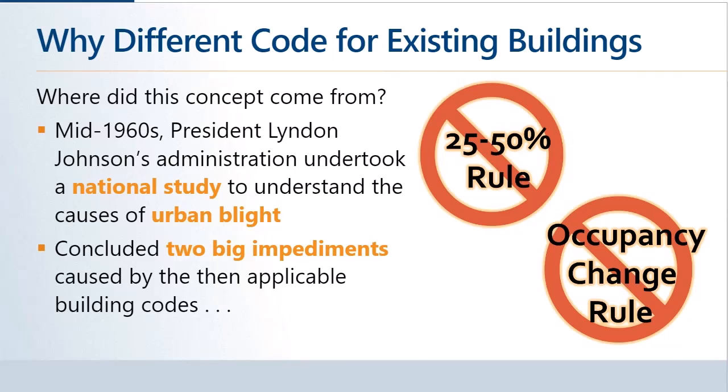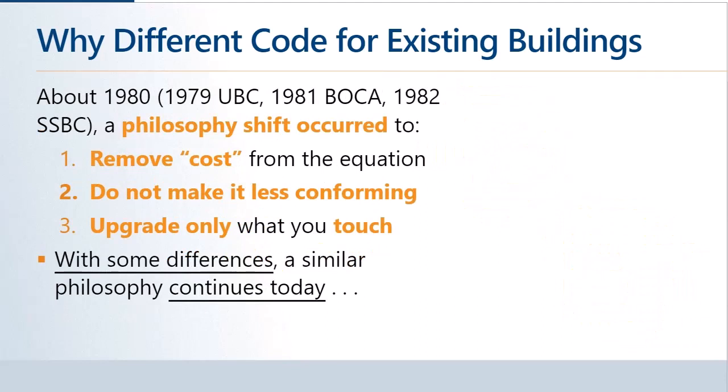And so right off the bat, that was one thing that from a national study, we felt we needed to change in the codes to encourage reuse of existing building stock. And moving into that 1980 range, you can actually look in the three model codes, the Uniform, BOCA, or the Southern Standard Building Code, and you can see the philosophy shift that occurred. And right off the bat, they removed cost from the equation. And they also introduced the concept of whatever you're doing in the existing building, do not make it less conforming.